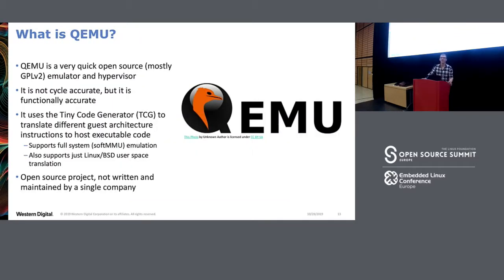So we've talked about implementing this in QEMU. What is QEMU? It's a very quick open source emulator. It uses TCG to translate a guest instruction into a host instruction. This allows you to run RISC-V operating systems, binaries, everything, on whatever architecture you want. QEMU is not cycle accurate. It's not a simulation platform, it's an emulation platform. So it's functionally accurate, but not cycle accurate. It doesn't pretend to have a pipeline and caches and all these things. This allows it to be really quick.